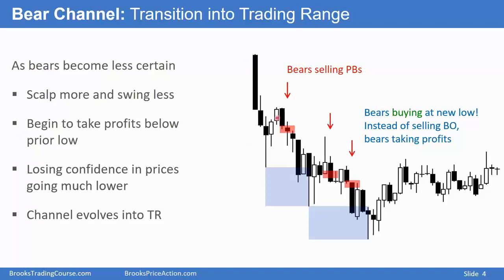Very often when you have a spike and channel bear trend like this, before the market gets all the way up to the top of the channel, it'll go sideways around halfway up and then decide whether to resume down or retrace all the way to the top of the channel and then form a trading range.